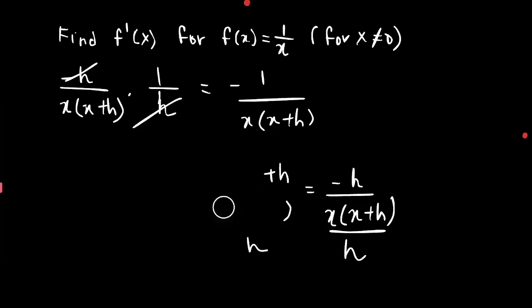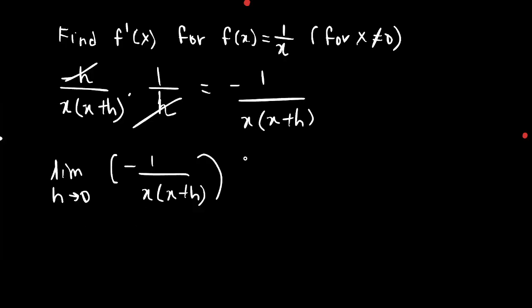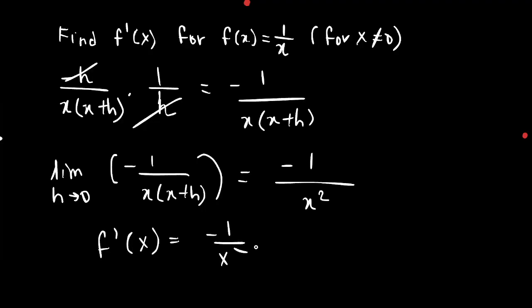This is something that we can take the limit of a lot more simply, right? Because we can see that the limit as h approaches 0 for this expression here can be solved using direct substitution. Plugging in a 0 for our h gives us negative 1 over x squared. And this is going to be our derivative. Our f prime of x is equal to negative 1 over x squared.